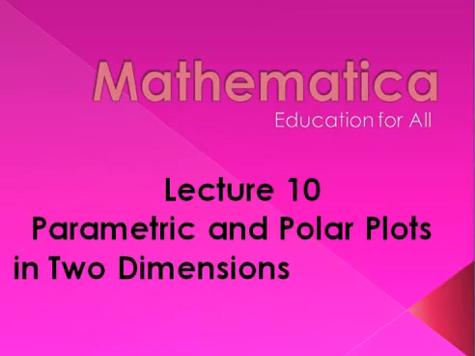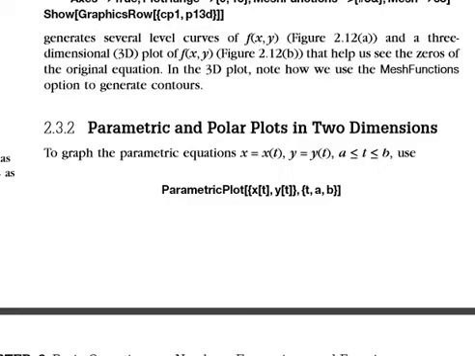Today we are discussing the parametric and the polar plots in two dimensions. In this section we will discuss the parametric equations: x equal to x(t) and y equal to y(t). They are parametric because both functions depend on the same parameter; this depends on t and this also depends on t.